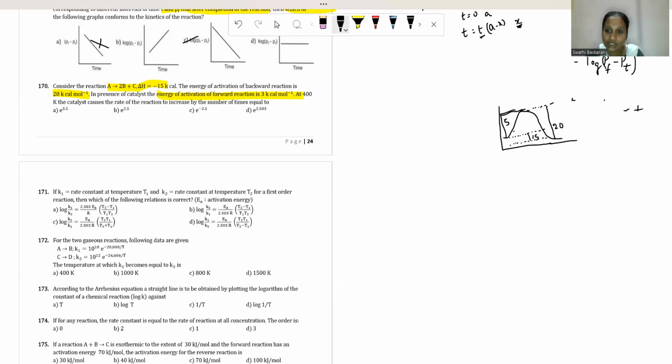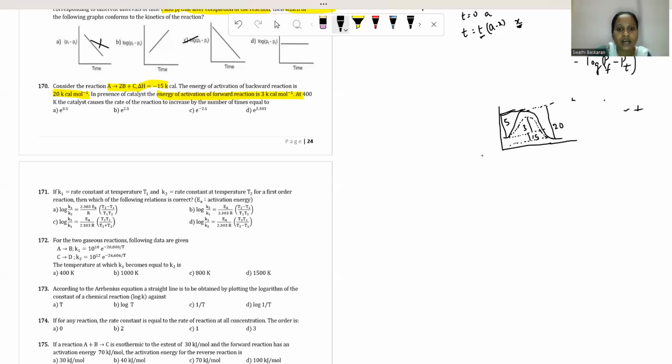Now once again they are using the catalyst, and now when the catalyst is used, basically we all know what will happen. It will change the mechanism in such a way that the mechanism will require only a lesser amount of activation energy. So how much is this activation energy? The activation energy in the presence of the catalyst is 3 kilocalories per mole.